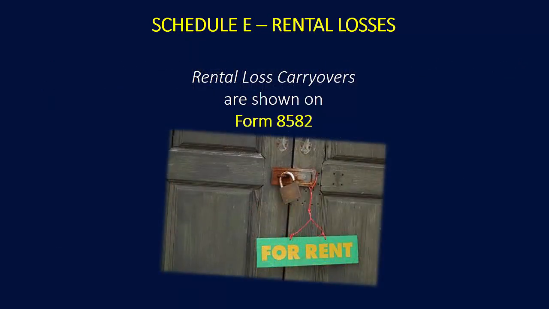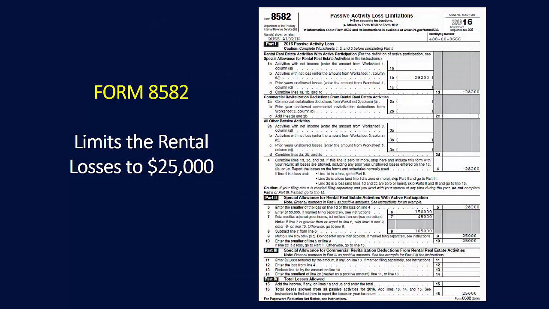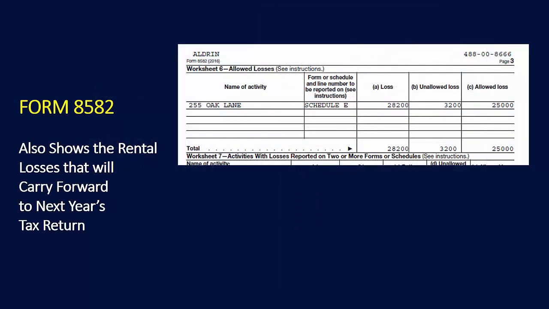So in Buzz Aldrin's case, he has a rental loss carryover, and rental loss carryovers are shown on Form 8582. Form 8582 limits the rental losses to $25,000. The 8582 also shows the rental losses that will carry forward to next year's tax return, and it shows up on Worksheet 6 in column B as an unallowed loss.